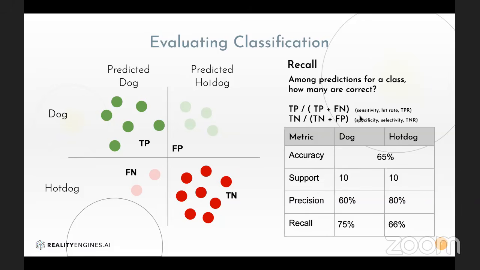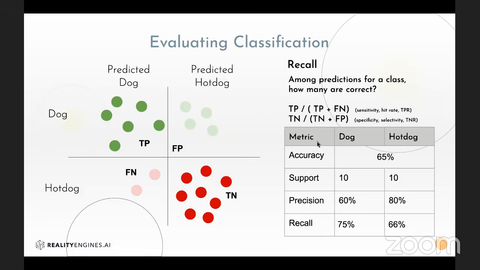And again, the metric recall can go by several names. Sometimes it's called the sensitivity, the hit rate, or the true positive rate. And if you apply it to your negative class, sometimes it's called the specificity, selectivity, or true negative rate. So if you see any of those terms in the wild, know that they all refer to the same thing, which is recall.